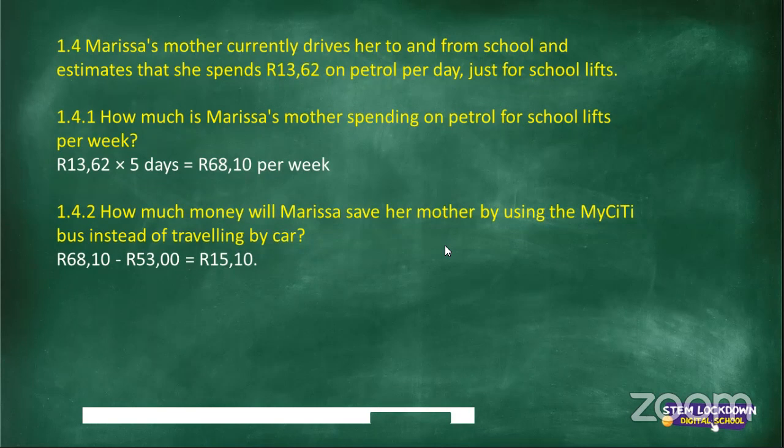In the previous questions, we calculated how much it costs her for the bus ride. So we take the total for the car ride, the drives that her mother gives her, the lifts. We will subtract the price for the bus. So it's the 68 rands 10 cents, which the mother spends on petrol per week. Subtract the 53 rands, which she would spend on the bus. Then the answer is 15 rands 10 cents, which is how much she would be saving.